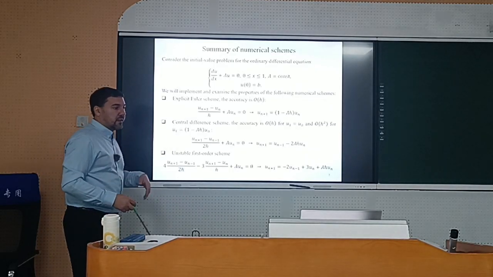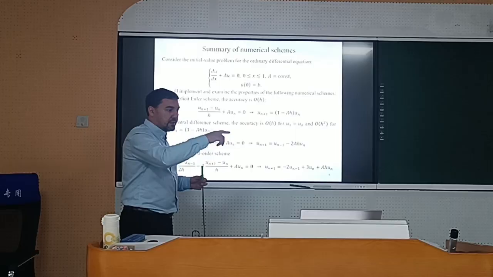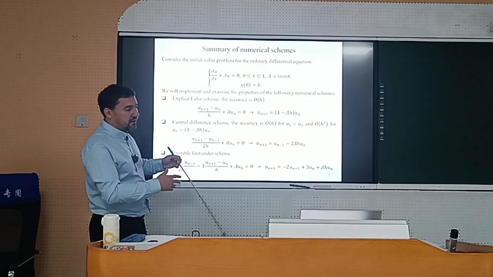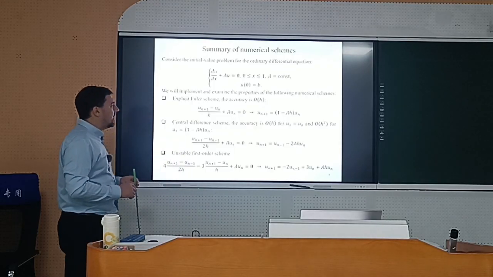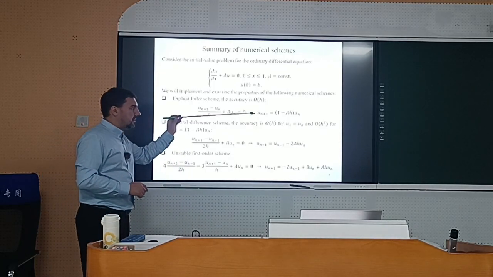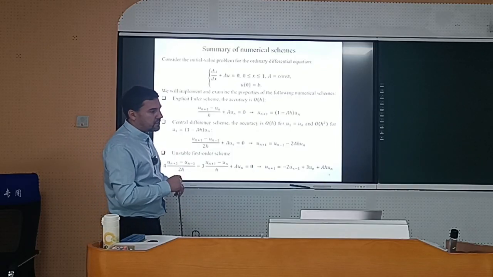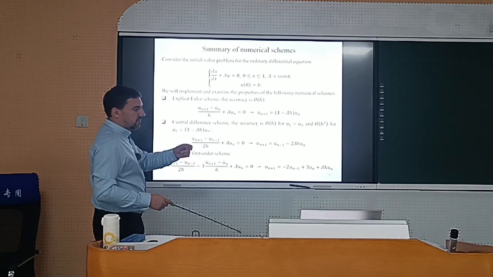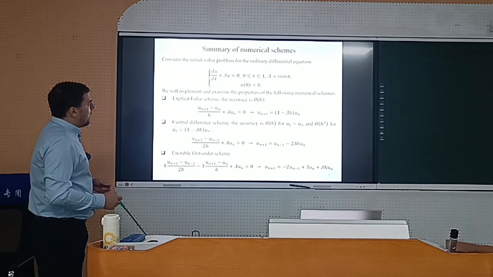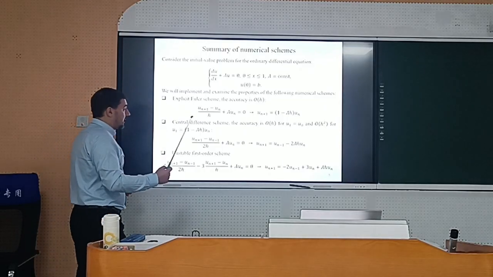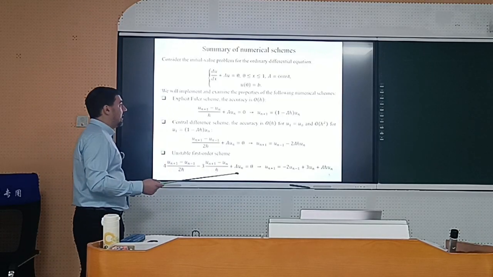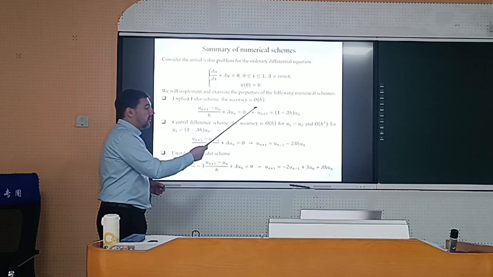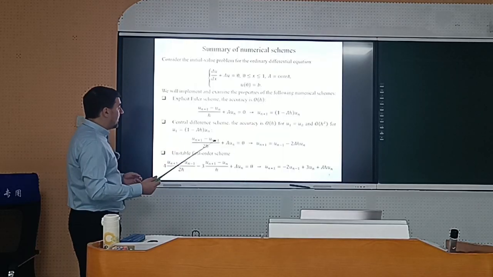In the previous lecture, I showed you the curves, the numerical solution of this ordinary differential equation for A and B that we have chosen to be 3 or 2 or something like that. And I showed you the variation of this solution when we change the grid size. So the first scheme is the explicit Euler scheme, and we also proved that the accuracy of the scheme is big O of h. So it's a first order scheme.